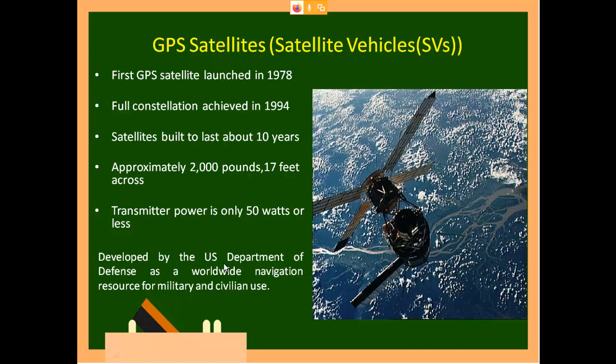It was developed by the US Department of Defense as a worldwide navigation resource for military and civil use. So we cannot communicate with the satellite. That control is not given to us. That is controlled only by the US. Okay, but at other places I can transmit and receive signals. I can receive signals from, see now, even you can buy one GPS module and keep it at home. It costs around only 3000.